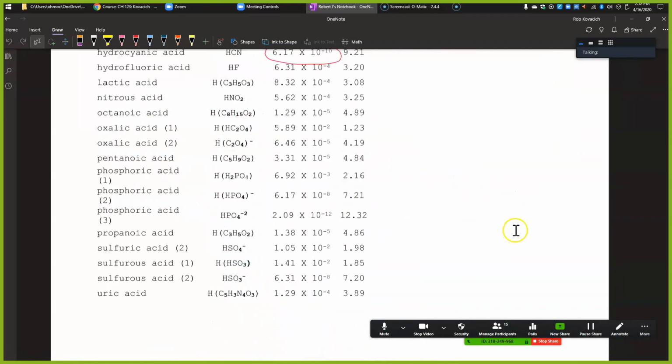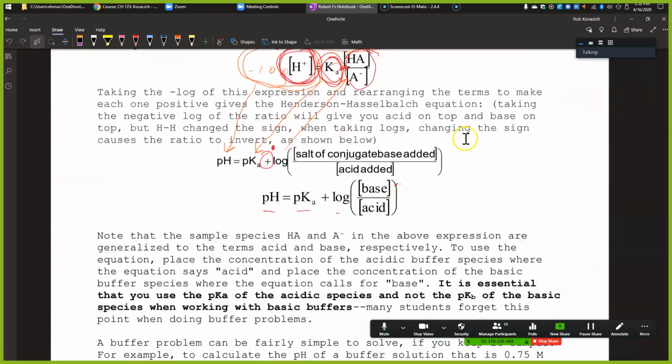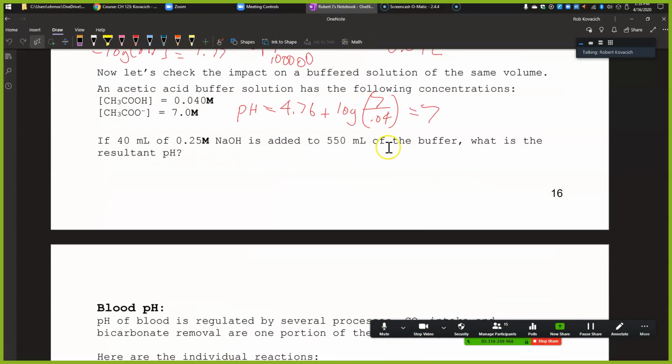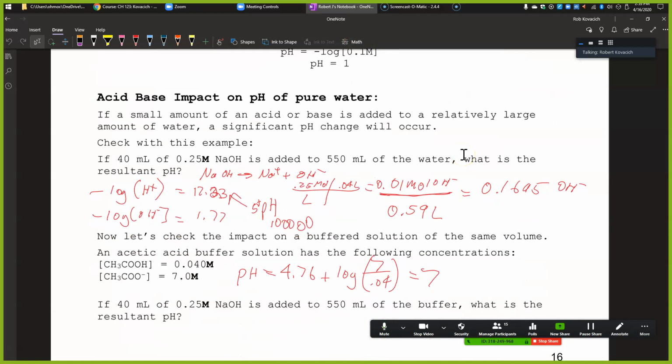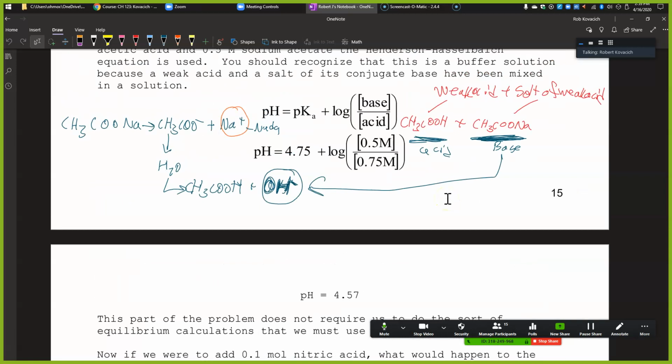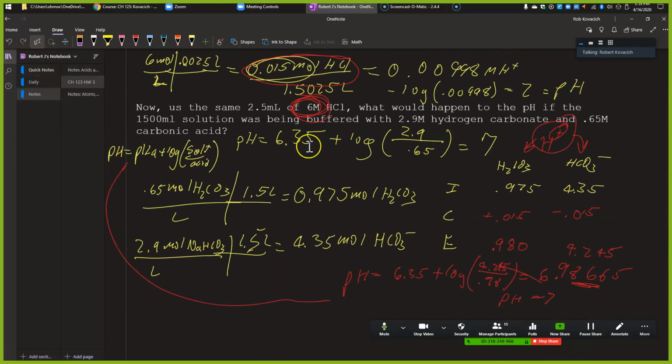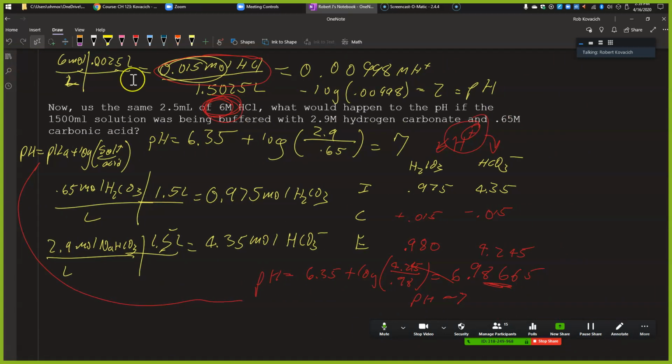Okay, so we ended last time doing those buffer problems. Do we have questions about the buffer problems? Are you guys feeling comfortable with those? I don't understand why we made an ICE box. I don't understand what the purpose of that was. We need to know how the two substances' concentrations are going to change.